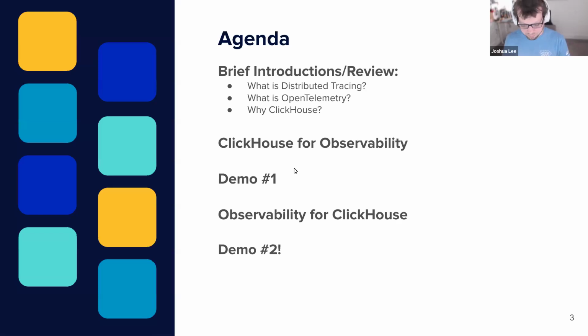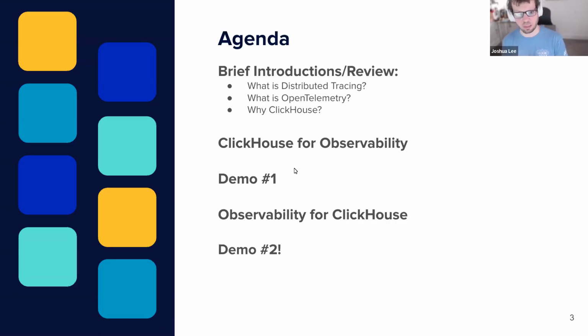Then we're going to talk about ClickHouse for observability and why ClickHouse makes a great data store for all of your telemetry signals, but especially traces and logs. We're going to show a short demo of sending OpenTelemetry traces to ClickHouse and visualizing them with Grafana. And then Maciej is going to talk to us about the architecture of ClickHouse, and what tools are built into ClickHouse that we can use for observing ClickHouse itself.